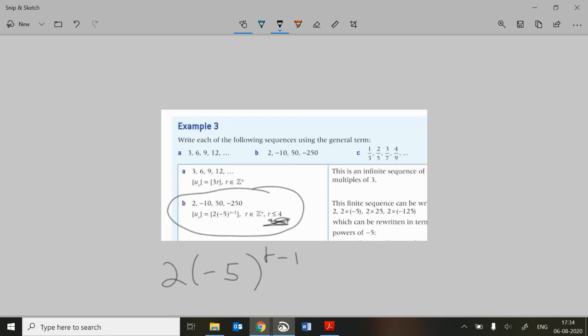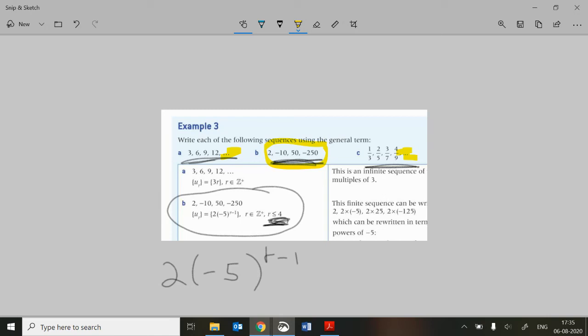I wonder if you can think why this is the case. R is less than or equal to 4. What's the difference between this one in the middle compared to the other ones? I didn't notice this, but this one has a dot, dot, dot, and this one doesn't. Okay, so this one is finite, actually.